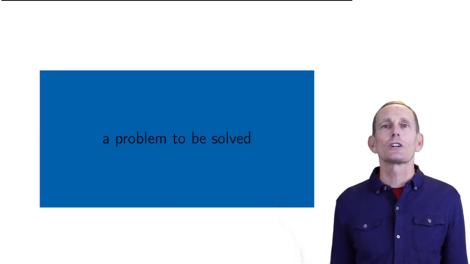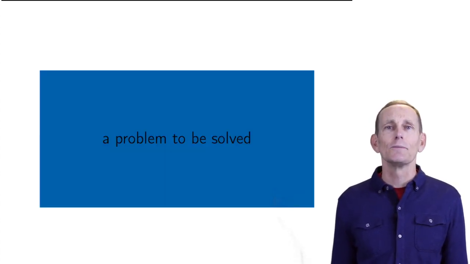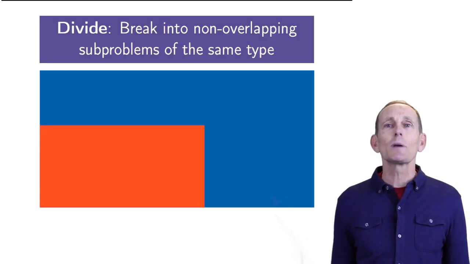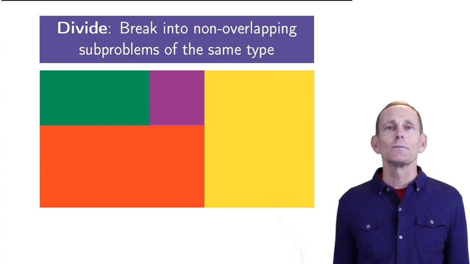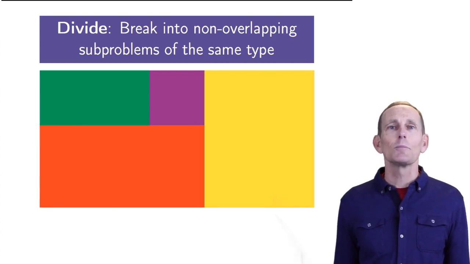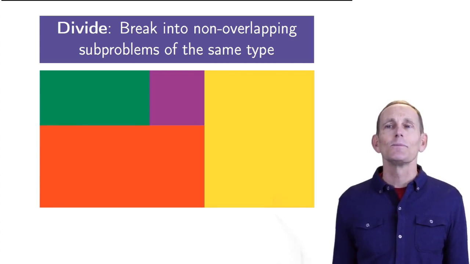Let's look at the general structure of a divide and conquer algorithm. Here we have a problem to be solved, represented abstractly as a blue rectangle. We break the problem down into a set of non-overlapping subproblems, represented here by colored rectangles. It's important that these subproblems be of the same type as the original.